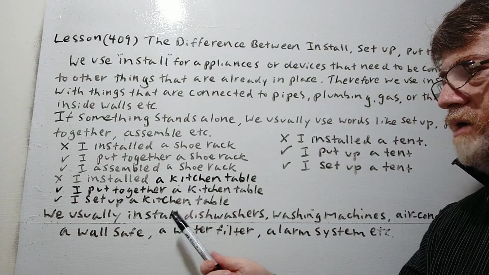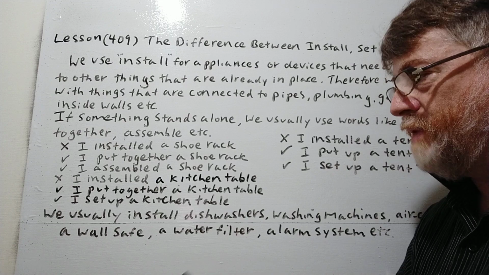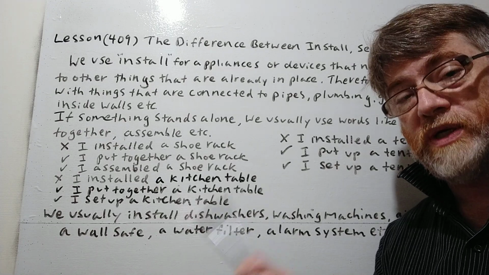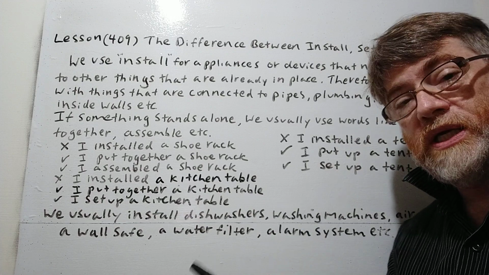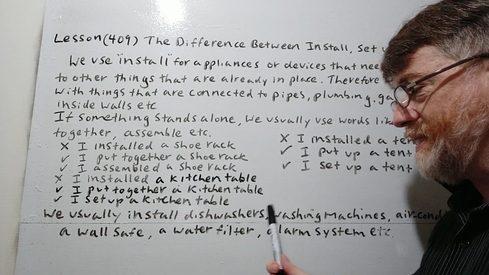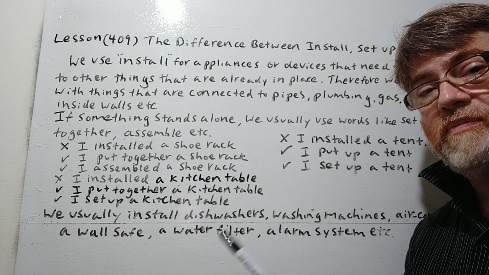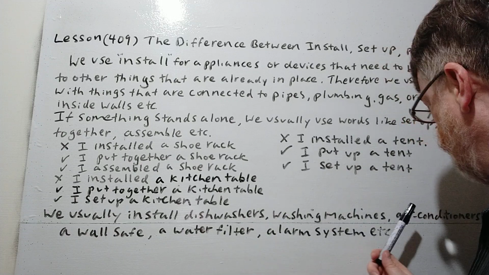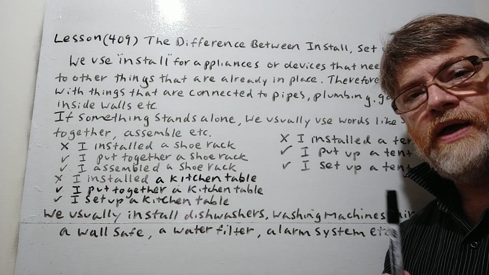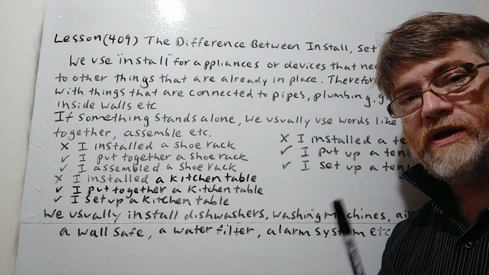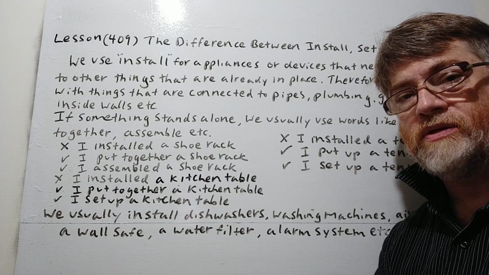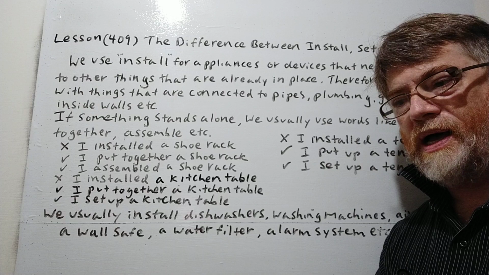All right, and here's a little note down at the bottom. We usually install things like these, which are typical. Dishwashers we install. Washing machines, or you might call them washers, we definitely install. Both of these need to be connected to plumbing or water or something like that. Air conditioners, especially an air conditioner that you put in a wall, you definitely install. Or one that's attached to a wall where the water leaks into something else, that you do.